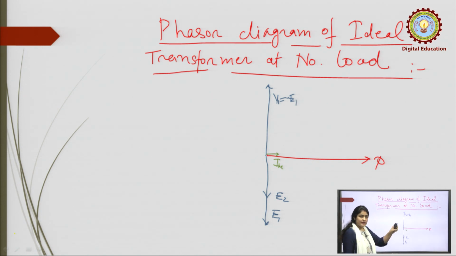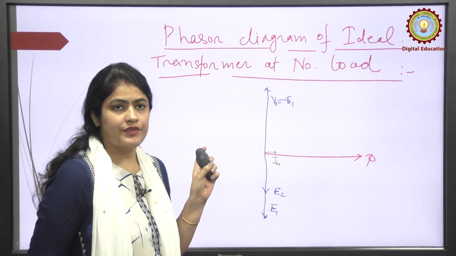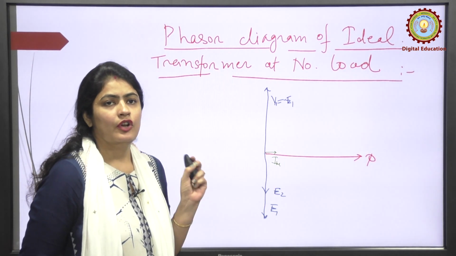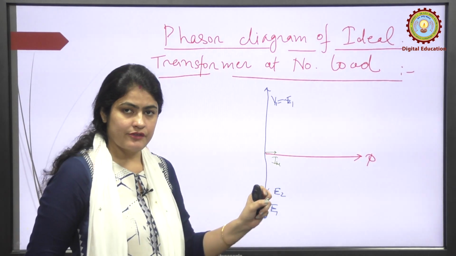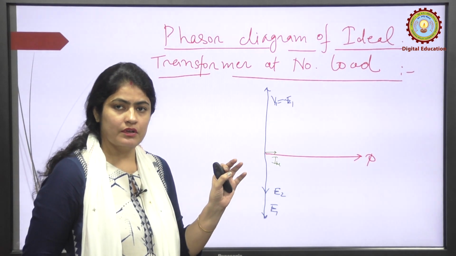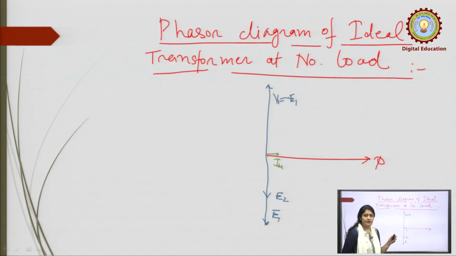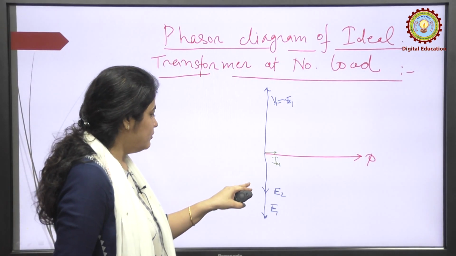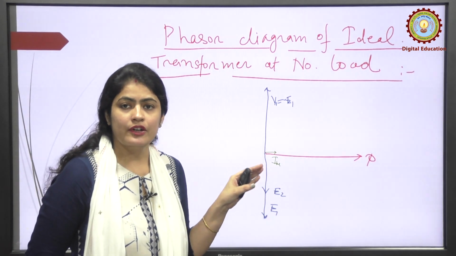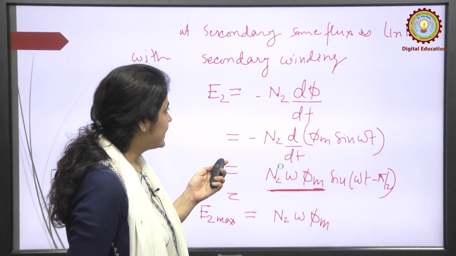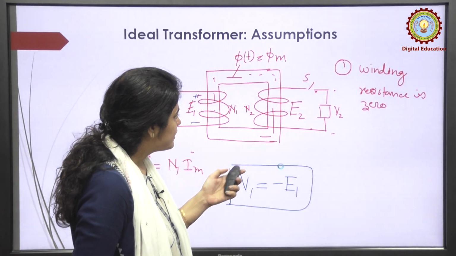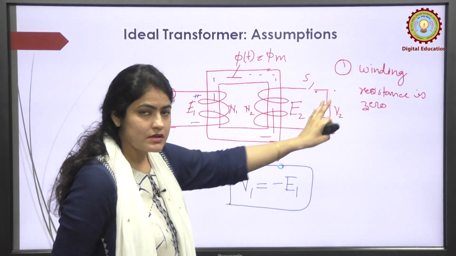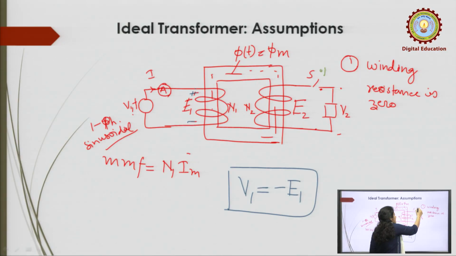So, this is the phasor diagram of the ideal transformer at no load, where Im is very small and negligible. This is the phasor diagram of the ideal transformer at no load, where there is no load connected at the secondary side. In this case the switch S is open.